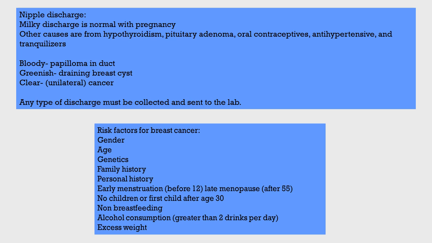If she's complaining of bloody discharge, then that could be a potential tumor in the milk duct, causing trauma and irritation to the breast duct, and then it's all connected and drained down and out through the nipple. So that's what we would expect to be the cause if she's complaining of bloody discharge. Any sort of greenish discharge, we're going to think a cyst or some sort of infection. So if she's complaining of green discharge, make sure you're correlating that to a cyst.